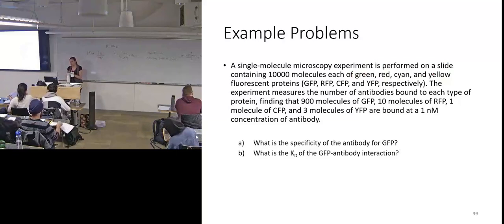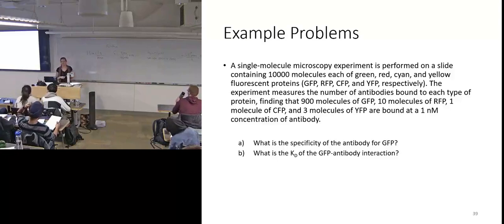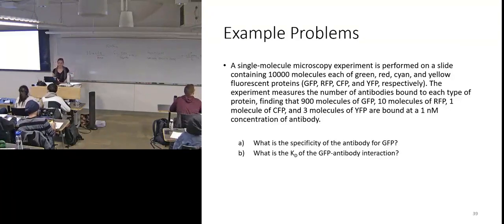A single molecule microscopy experiment is performed on a slide. It has 1,000 molecules each of green, red, cyan, and yellow fluorescent proteins. The experiment measures the number of antibodies that bind to each of them. You find that 900 of your GFP molecules get found, 10 of your red ones get found, 1 of your cyan ones gets found, and 3 molecules of yellow fluorescent protein are bound, at a 1 nanomolar concentration of our antibody.